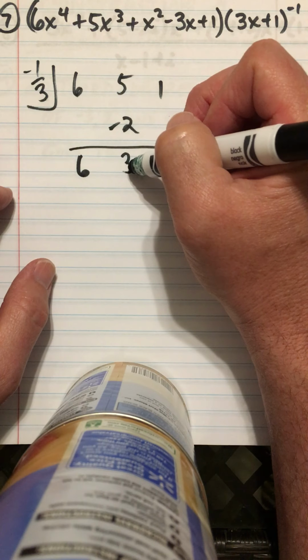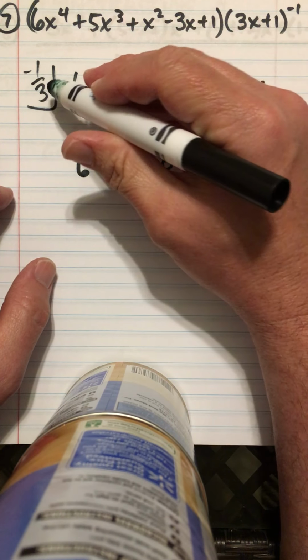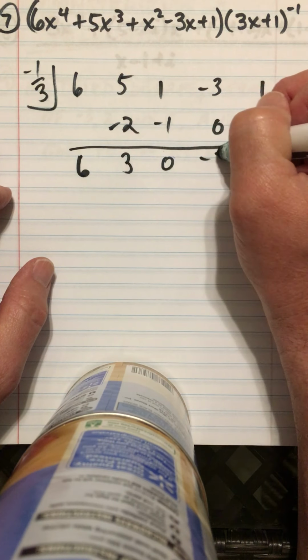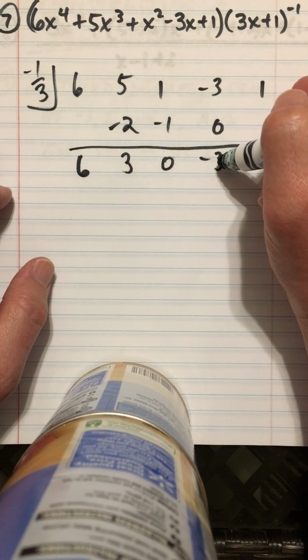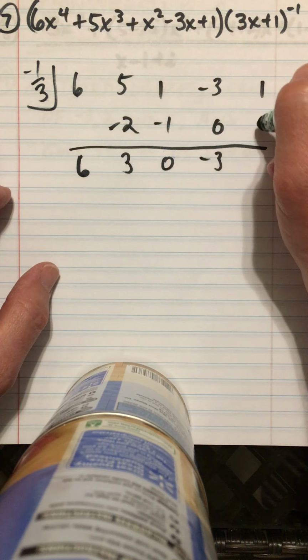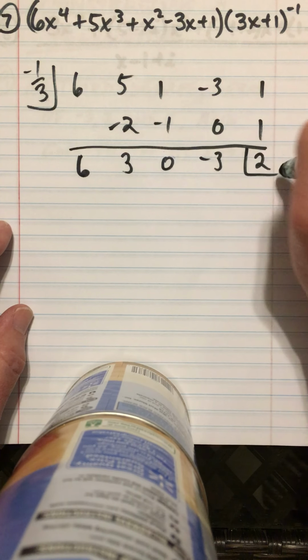3 goes into 3 one time. 1 times a negative 1, and add. 0 times anything is 0, and then bring down that negative 3. 3 goes into negative 3, negative 1. Negative 1 times negative 1 is a positive 1, and that gives you a positive 2 as a remainder.